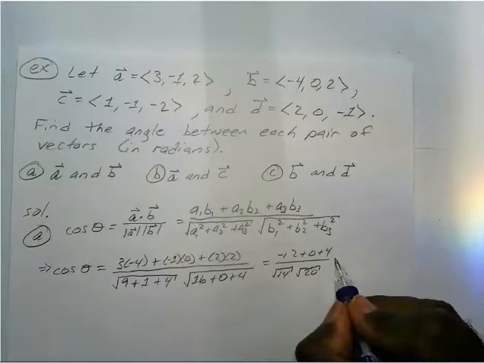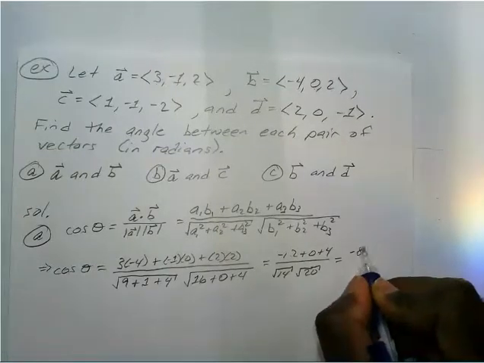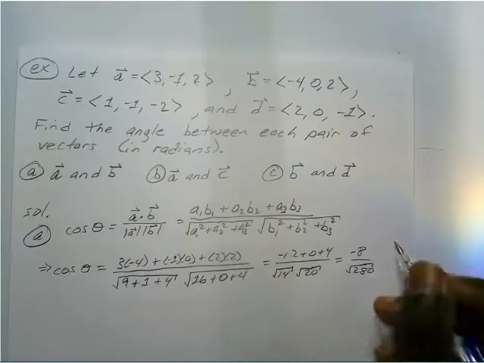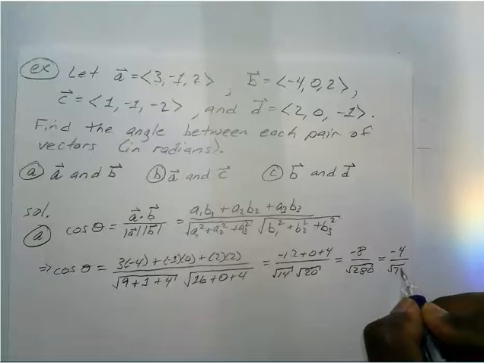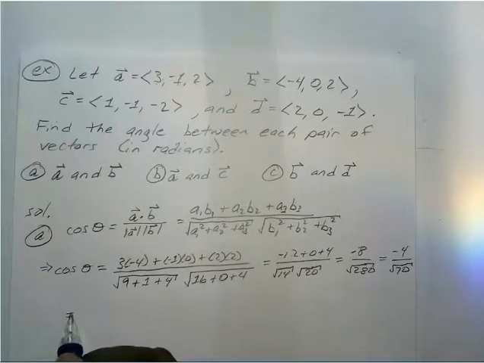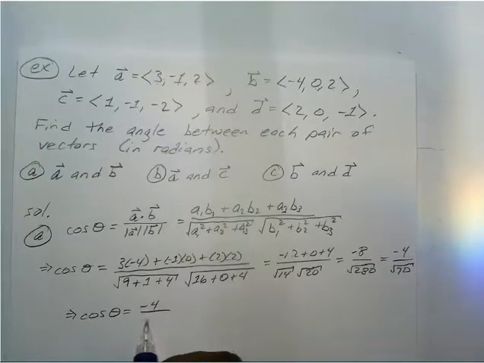Okay, so if we keep on calculating, we see we have -8 over square root of 280, which simplifies to be -4 over square root of 70. Okay, so we know that cosine of theta equals -4 over square root of 70.